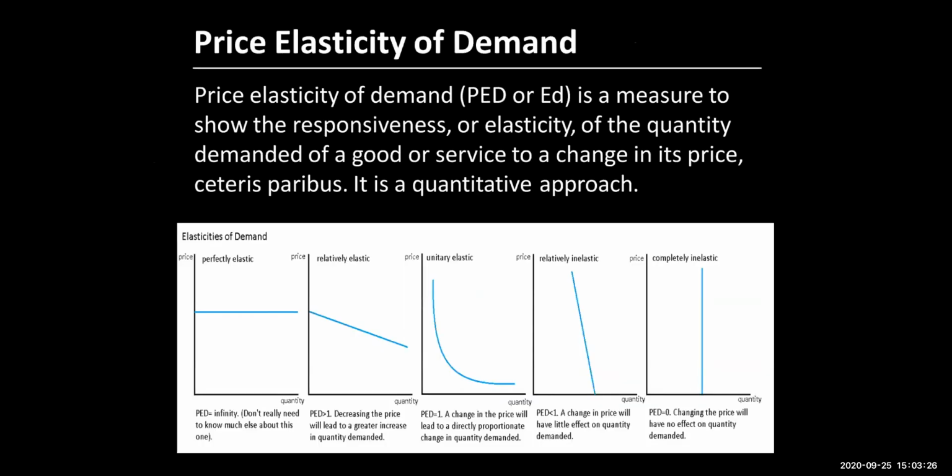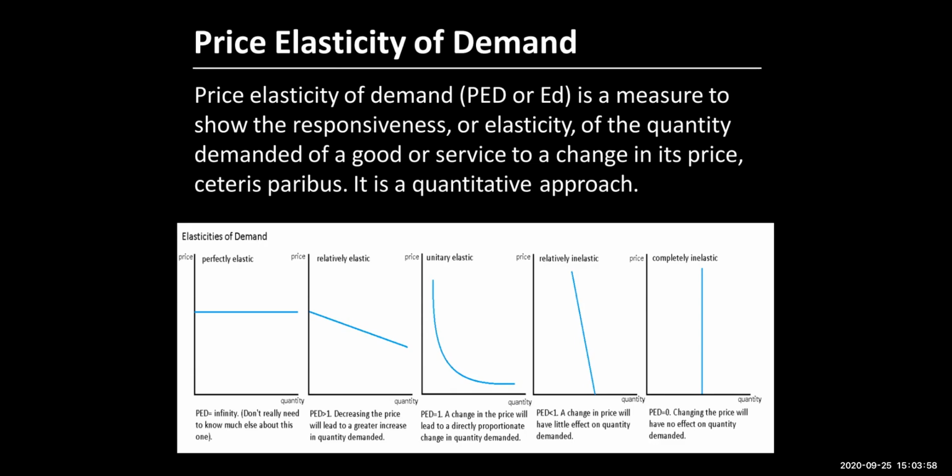First one is perfectly elastic, wherein the small change in price leads to infinite change in demand. In the second diagram, we can see relatively elastic, which means the percentage change in demand is more than the percentage change in price. The third one we have is in the curve is unitary elastic demand, which unitary means equal. So percentage change in price is equal to percentage change in demand.